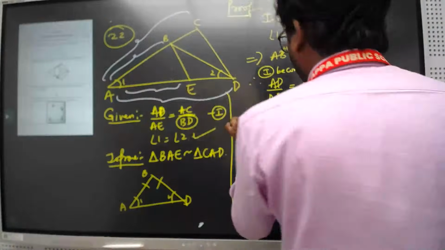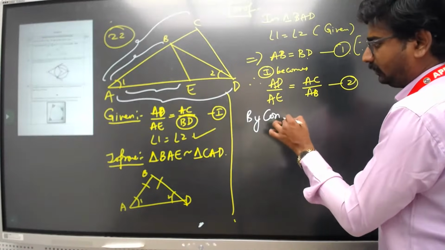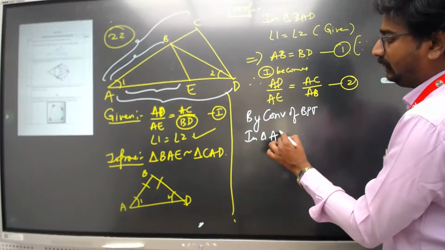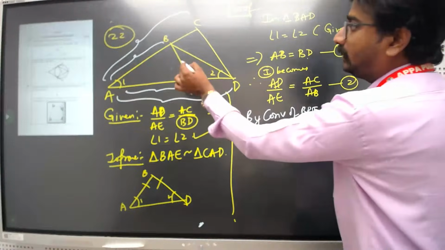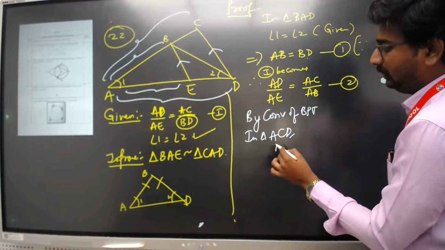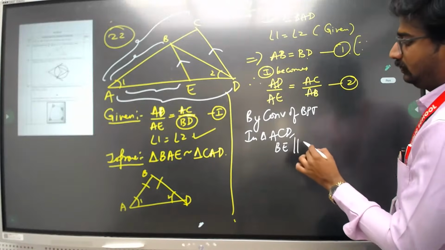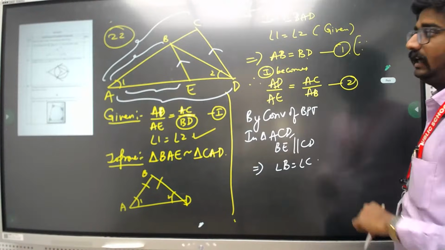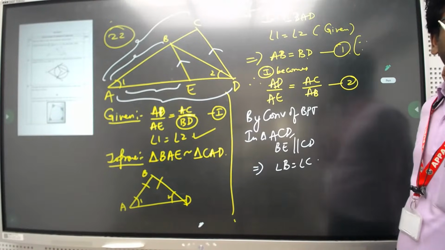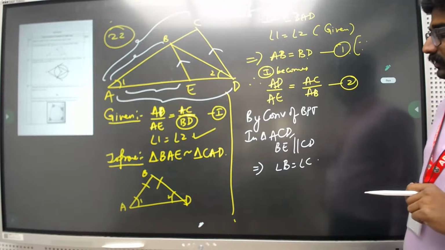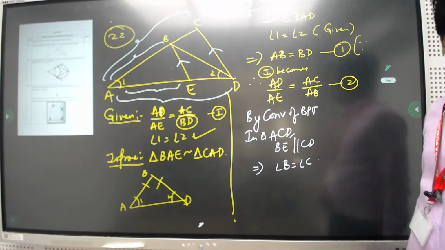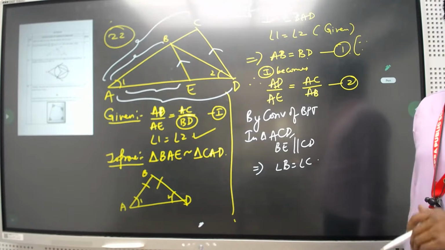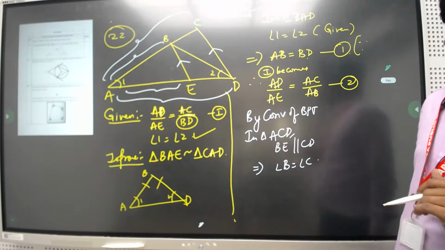By converse of BPT, in triangle ACD, who will be parallel now? BE will be parallel to CD, which implies angle B will be equal to angle C. Why is angle B equal to angle C? Parallel lines, transversal, corresponding angles, corresponding.